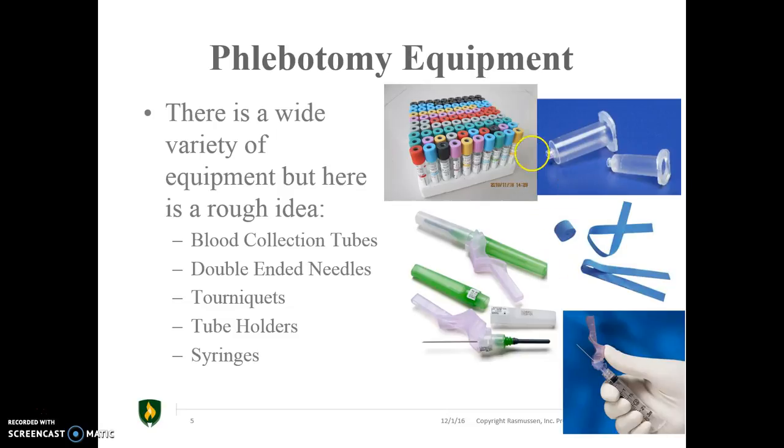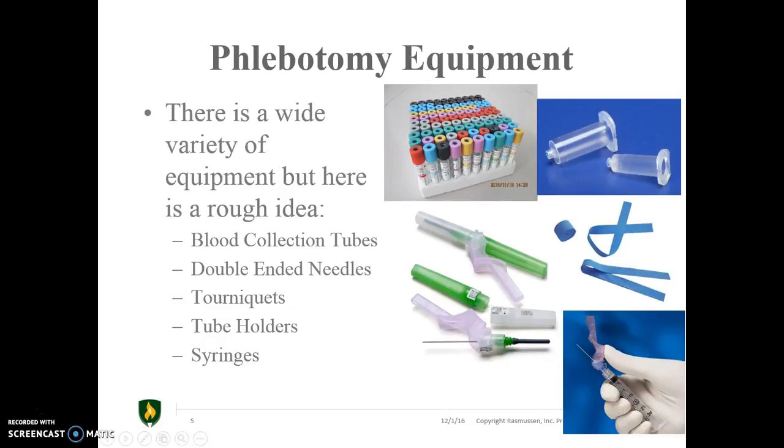Next, you have your tube holders, which are these guys here. Tube holders are plastic devices placed at the end of a double-sided needle to hold the tube in place. So this item here will actually go onto this end of the needle, so that way it will hold that tube while you're collecting blood.